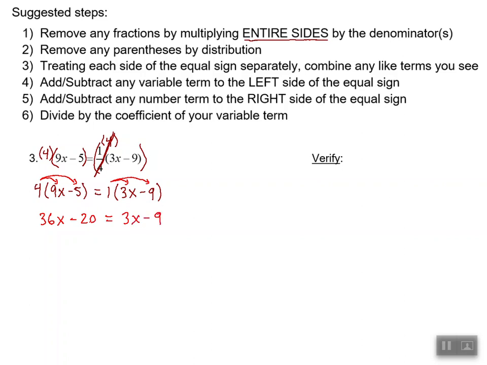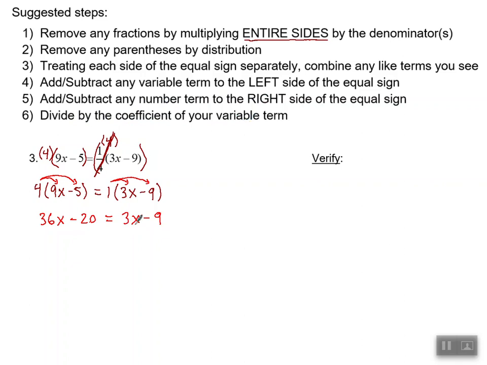Okay. Let's look at each side and see if there are any like terms. I don't see any like terms on the left side. I don't see any like terms on the right side. So we're finished with step 3. Step 4, the same last 3 steps. We're going to move our variable terms to the left side. Then we're going to move our number terms to the right side. And then if there's a coefficient, we're going to divide by that.